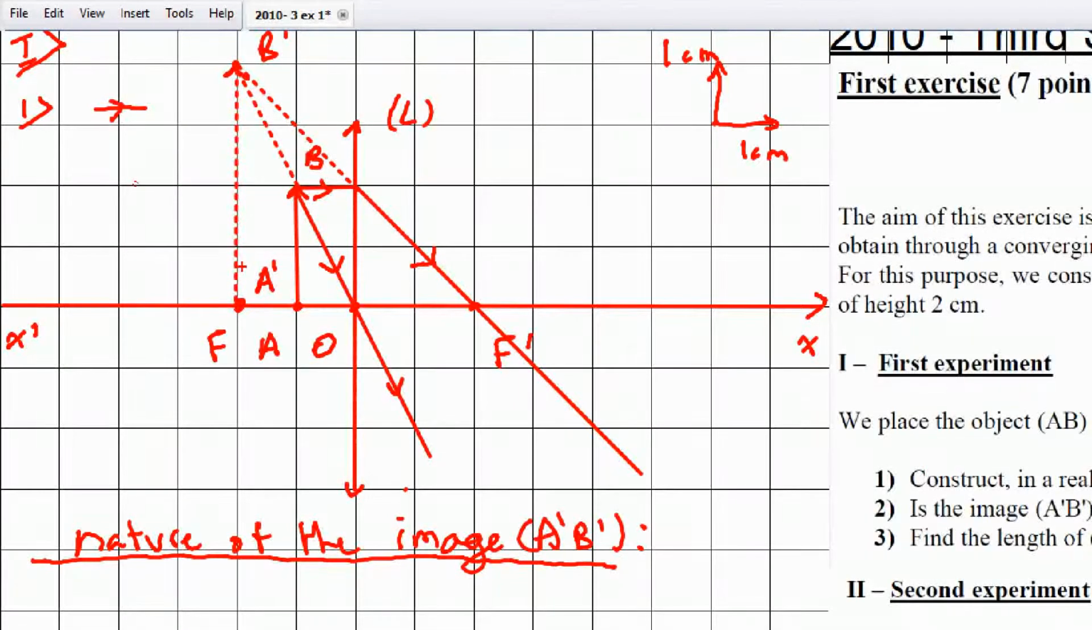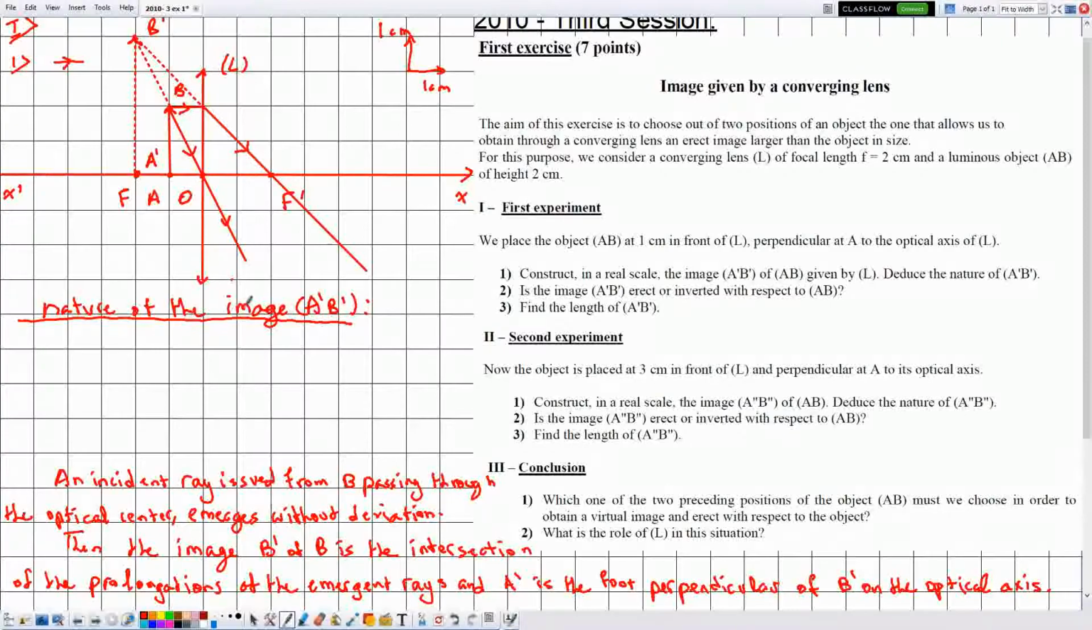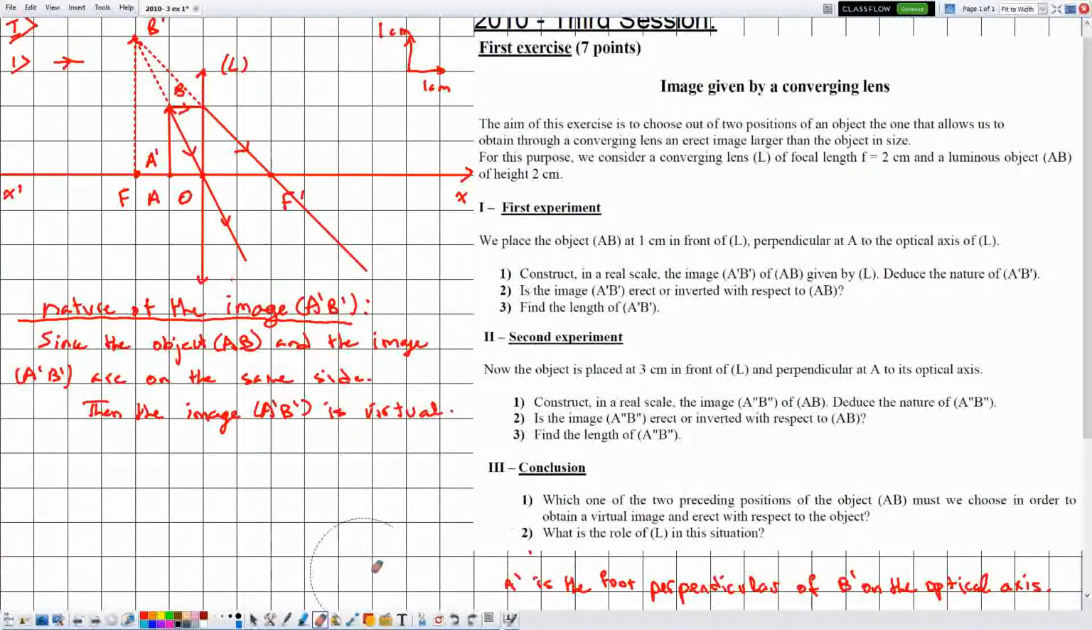So notice that here both A prime B prime and AB are on the same side of the lens, and whenever the object and the image are on the same side of the lens, this means that the image is virtual, since the object AB and the image A prime B prime are on the same side, then the image A prime B prime is virtual. Okay, so this is it for part 1.